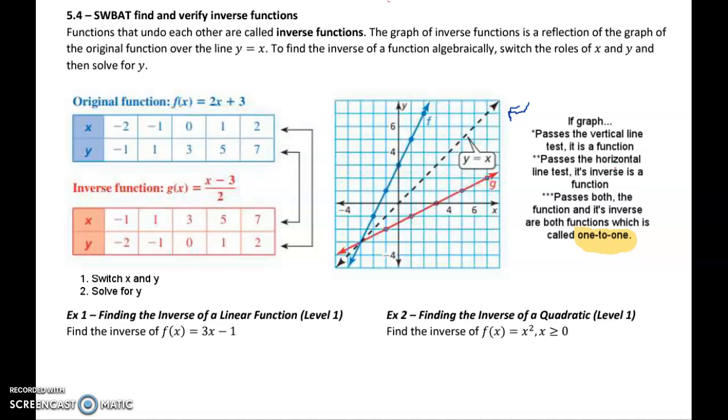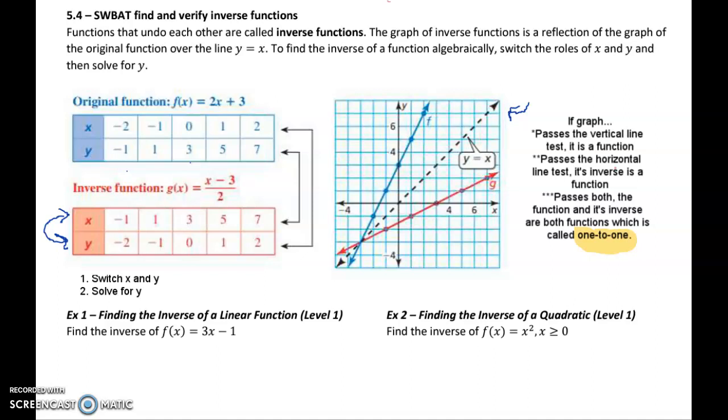When you look at the table here for the blue one, we see that we have -2, -1, 0, 1, 2 goes with these output values: -1, 1, 3, 5, 7. The inverse function, which we see right below it, has just switched the x and y. So here we can see that x and y switched from what we see in the blue one. So this is what it looks like in a table form, and then on the right is what we see in a graphing form.